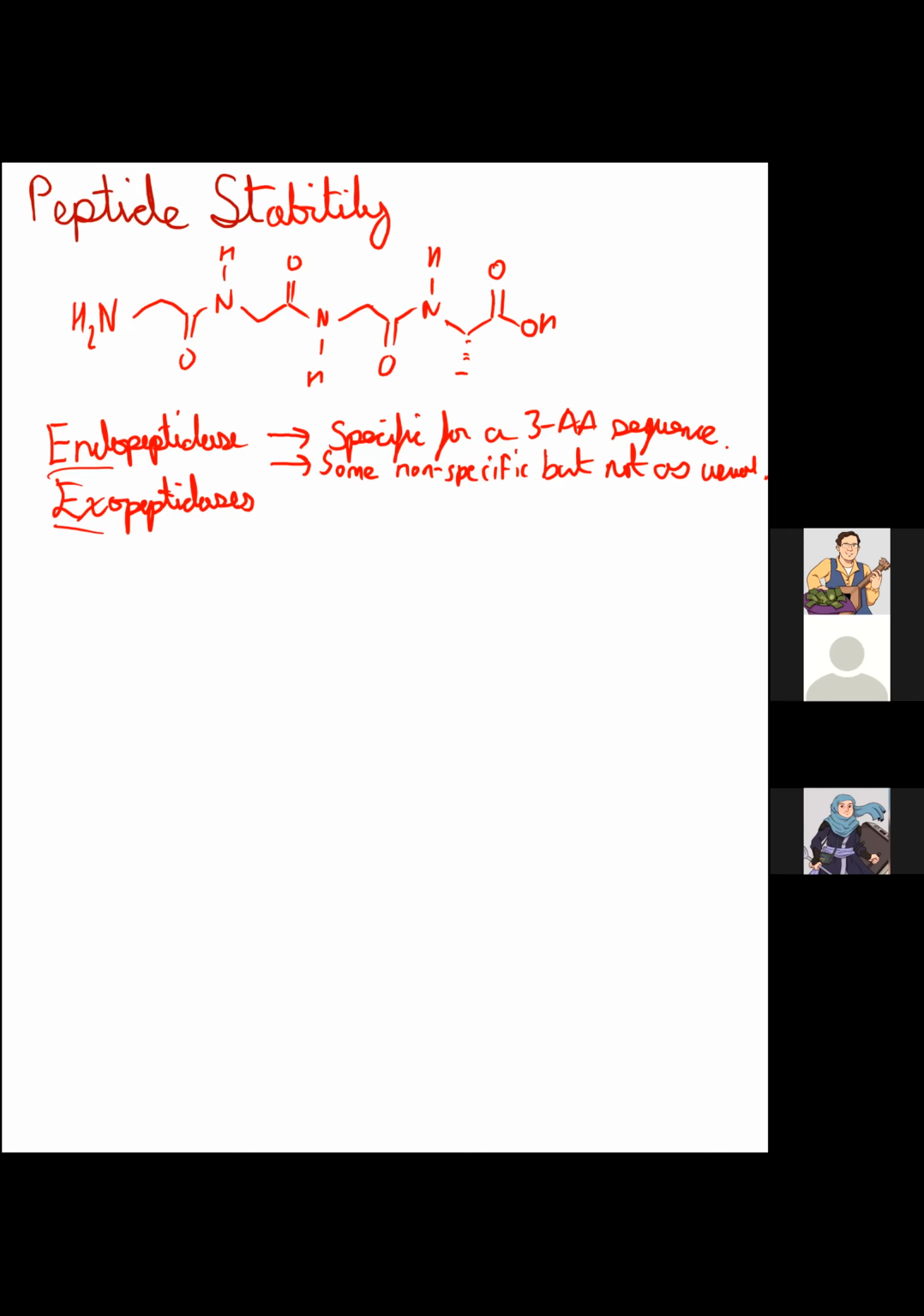The exception to that is when they're in a lysosome, which is this compartment in a cell that just breaks everything up. The endopeptidases in there tend to not be very specific. Exopeptidases are almost always not specific. They chew peptide from the outside. You have different ones: some that chew from the N terminus, some that chew from the C terminus.